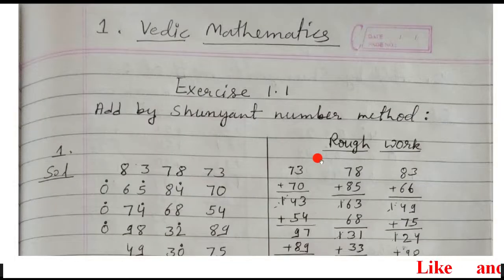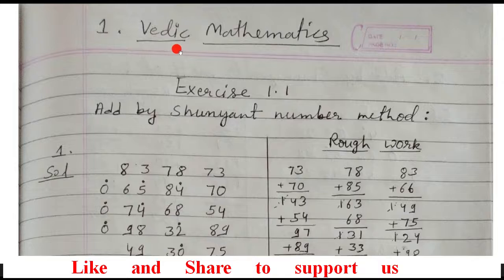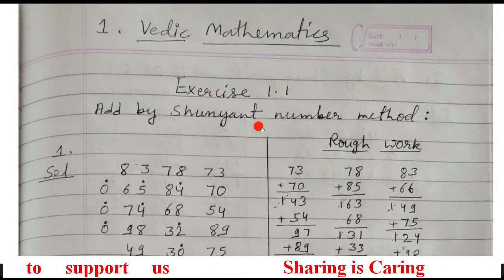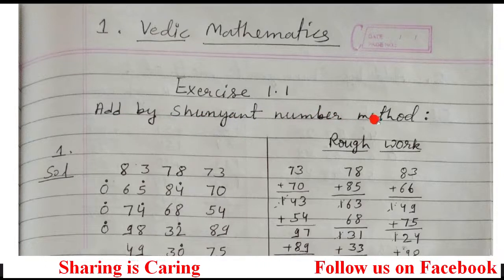Hello everyone. Today I am going to explain chapter 1 of class 10. As you can see, the chapter name is Vedic Mathematics. We are going to start from exercise 1.1. The first question is we have to add by the Shunyat number method.